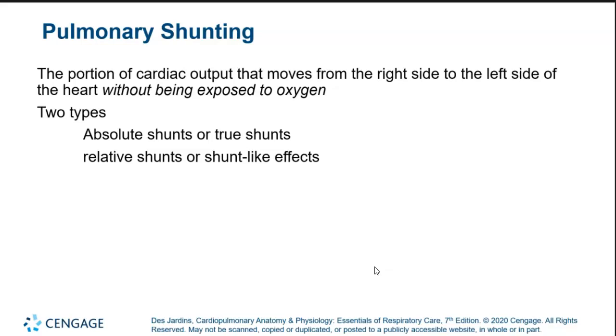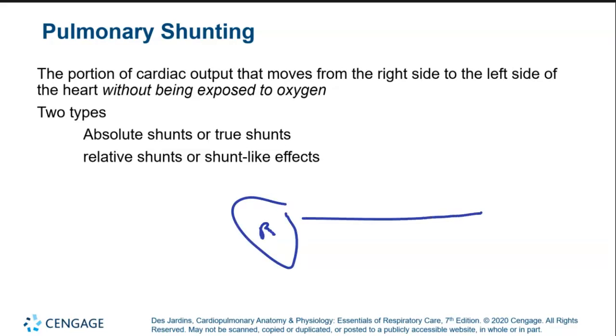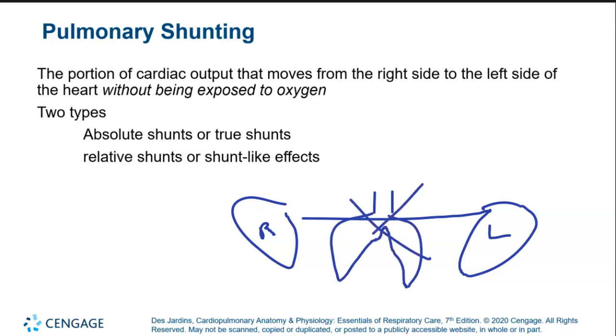So shunting refers to the portion of cardiac output that moves from the right side of the heart to the left side of the heart without coming in contact with oxygen. Okay. So there are two types of shunts that can occur. There are absolute shunts or true shunts, and then there are relative shunts or shunt-like effects.